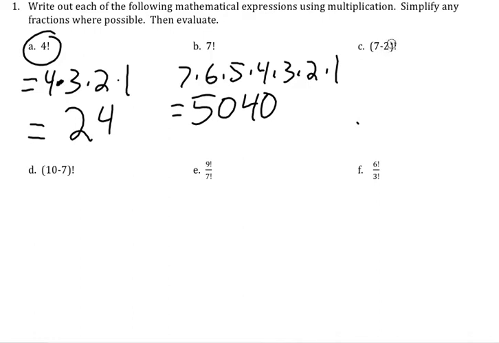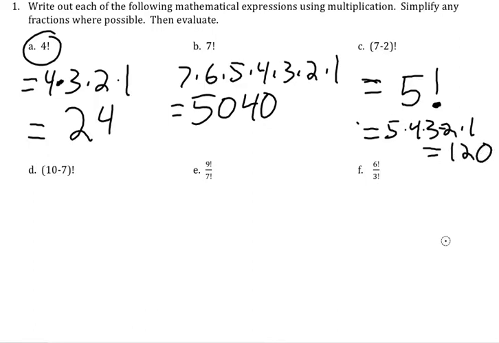C, the reason I wrote C is I wanted to make sure if we're ever using parentheses, we understand how to simplify that. So (7 minus 2) factorial, the order of operations says you do parentheses first. So 7 minus 2 is 5. And 5 factorial means 5 times 4 times 3 times 2 times 1. And this is another one that we've used often. It's 120.